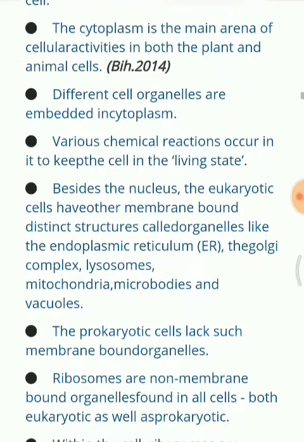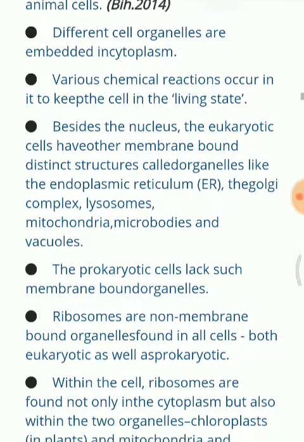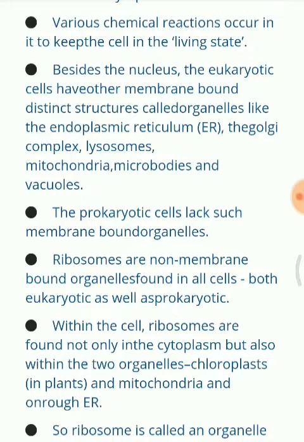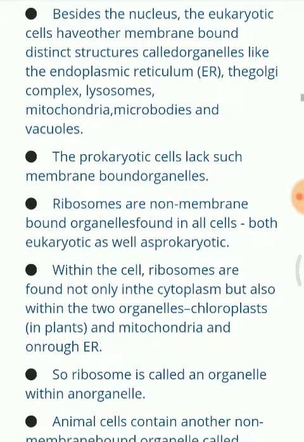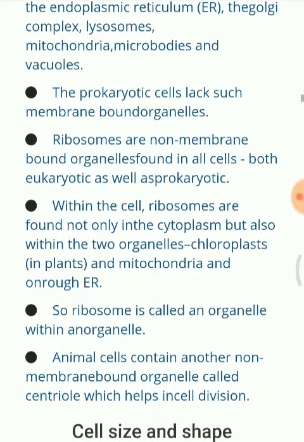Besides the nucleus, the eukaryotic cells have other membrane-bound distinct structures called organelles, like the endoplasmic reticulum, the Golgi complex, lysosomes, mitochondria, microbodies, and vacuoles. The prokaryotic cells lack such membrane-bound organelles. Ribosomes are non-membrane-bound organelles found in all cells, both eukaryotic as well as prokaryotic.